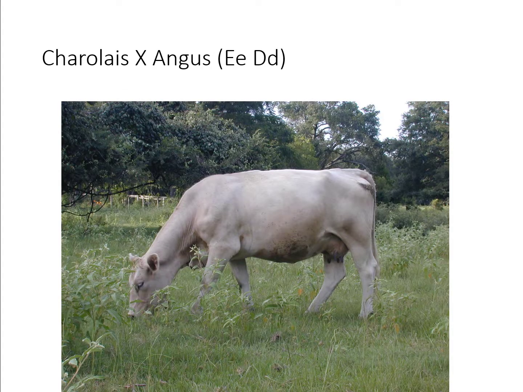And then for this one, we have a Charolais Angus cross. So this one has one big E, so it has a black base color, and then it has one big D, so the black base color is being diluted, and that gives us a light smoky color that you see here.